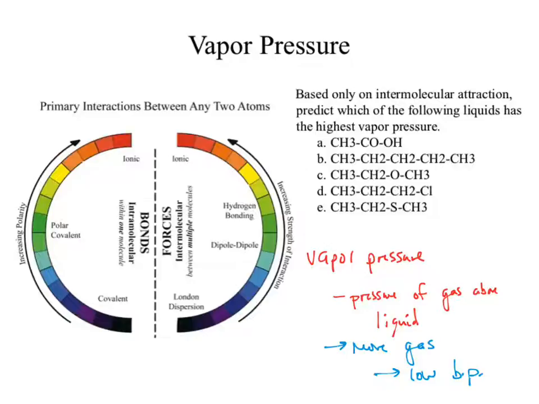Can I change the temperatures according to the question? No. Temperatures are relevant to the question, so changing the temperature is a bad thing to focus on. What we'll need to focus on is our boiling point. So I'm looking for a species with a very low boiling point. Well, what dictates my boiling points?